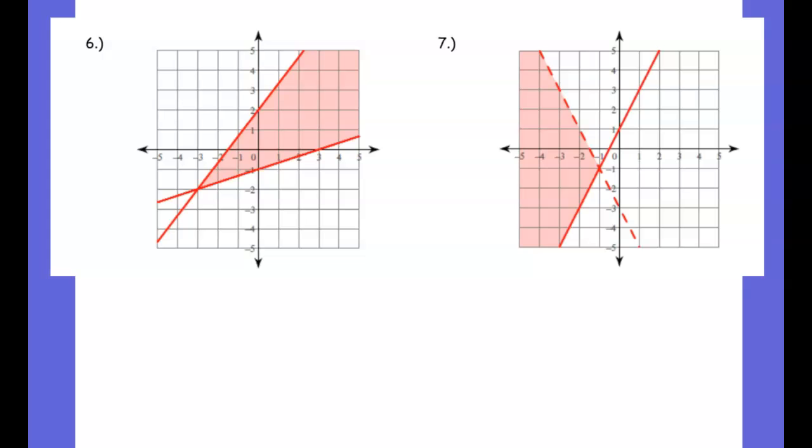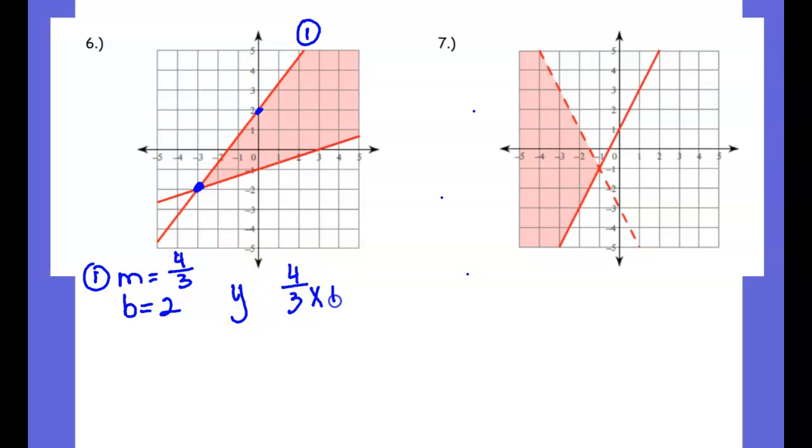So number 6, I'm going to start out with the very first one. I'm going to start with my slope and my y-intercept. My y-intercept is a positive 2. For my slope in this case, let's see, I need to find a place where it actually crosses. There's one. So I'm going to go 1, 2, 3, 4, 1, 2, 3. So my slope is going to be 4/3. When I have 4/3, I'm going to start to put it in slope-intercept form. It's y, and I've got 4/3 x plus 2.